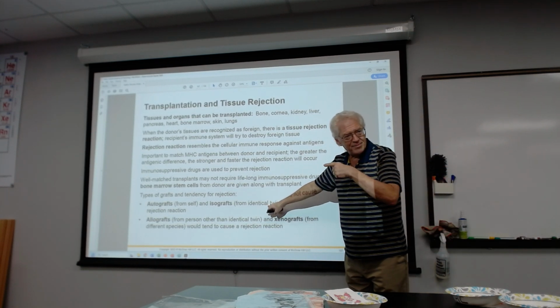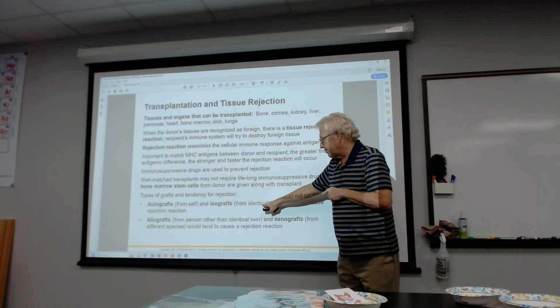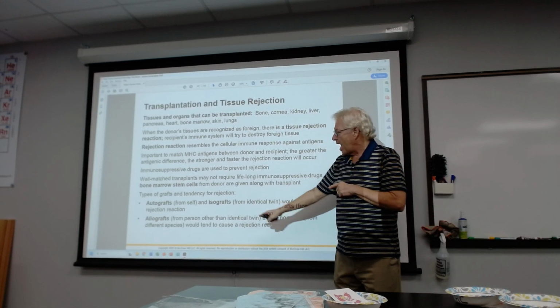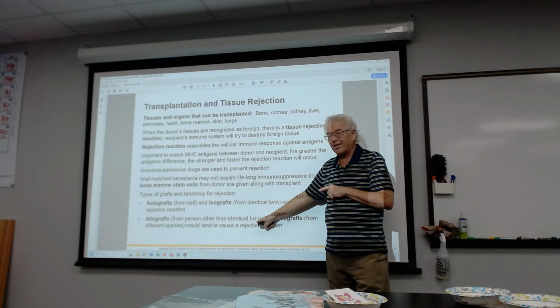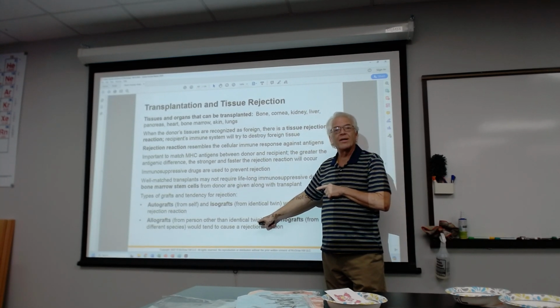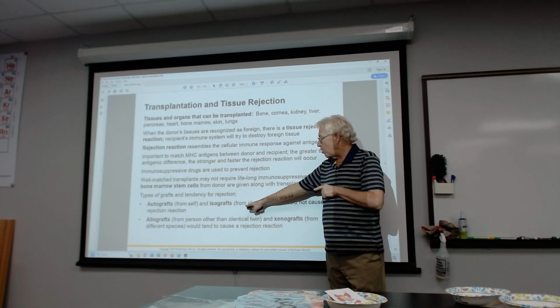Okay. Now, I'm sorry. ISO, what are you pointing at? ISO means identical twin. I was pointing at the wrong identical twin. Allo is any other person besides your identical twin, because allo means the other. ISO means the same.